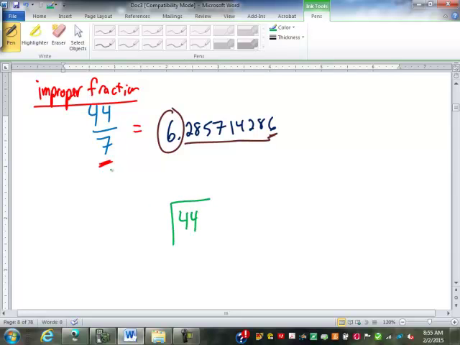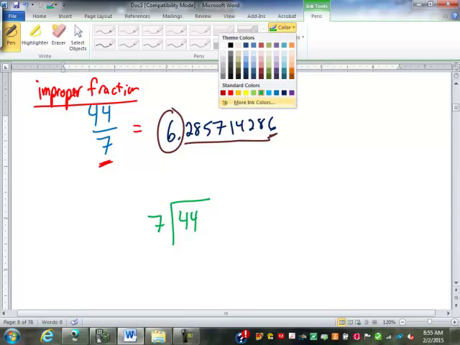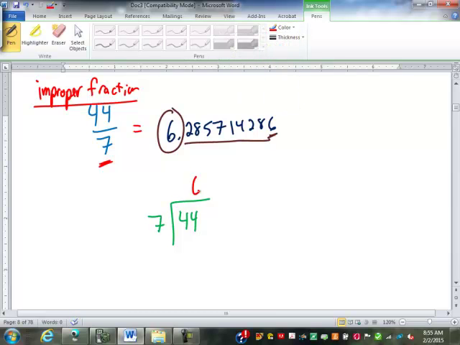44 over 7 can be turned into a division problem as 44 divided by 7. 7 goes into 44. Well, we've seen it right here, 6 times. What's 6 times 7? 42, which leaves us with 2. So there are 6 whole objects with 2 of those pieces left over. So 6 and 2 sevenths.